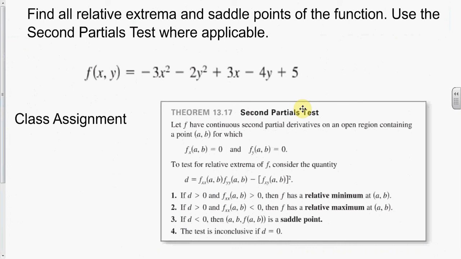Yes, sir. Exactly. You got that saddle again. You look at the curvature: for one it's going upward, and for the other it's going downward. So that's what that's trying to explain.